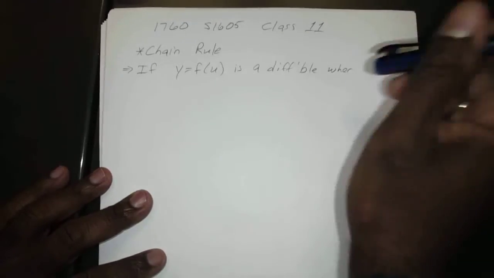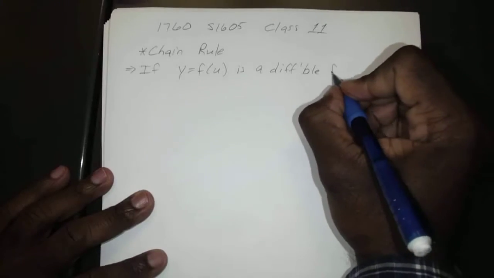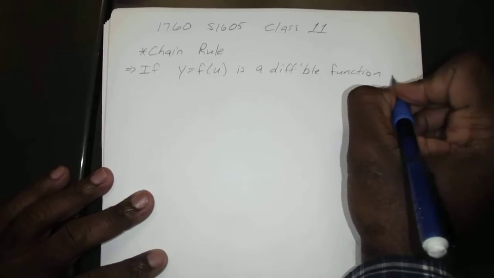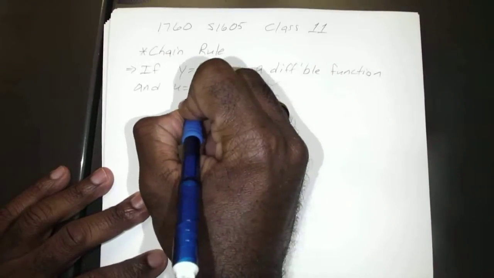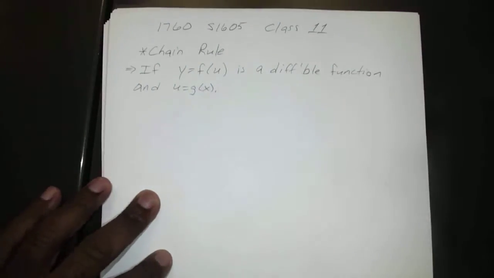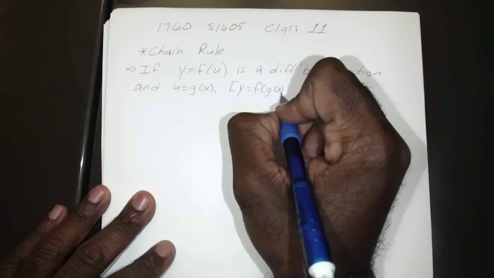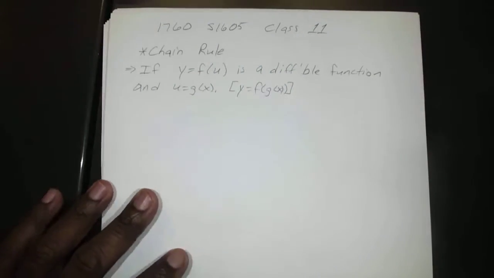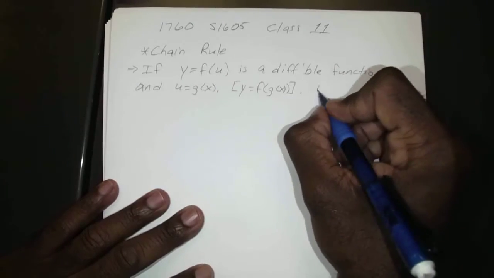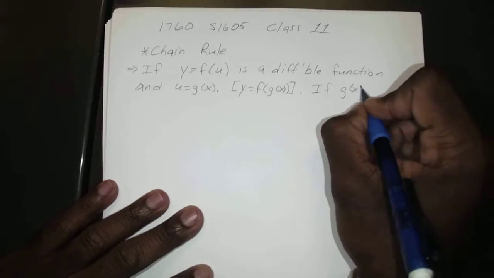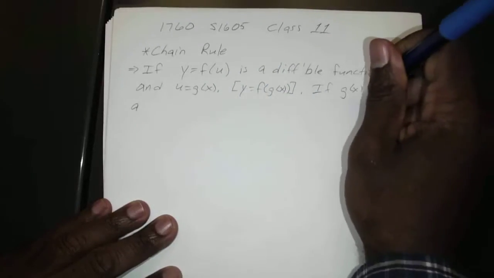I don't need where just yet. This is a differentiable function. Let's say, and u equals some g of x. If you wanted, you could rewrite it as y equals f of g of x. Okay. So if g of x is a differentiable function, clean that up some.